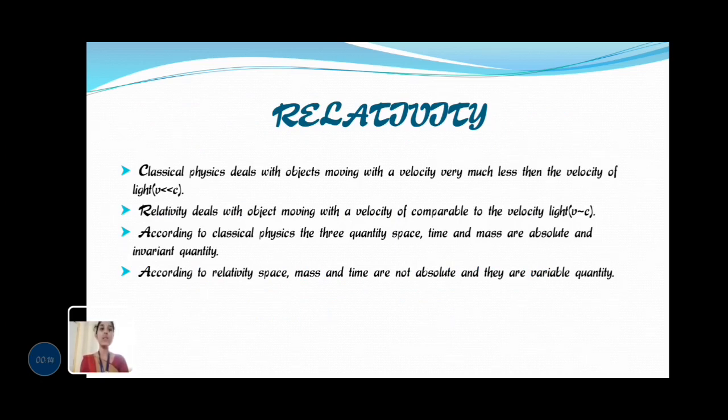Classical physics deals with objects moving with a velocity very much less than the velocity of light, that is v is less than c. Relativity deals with objects moving with a velocity comparable to the velocity of light, that is v is approximately equal to c. According to classical physics, the three quantities space, time and mass are absolute and invariant quantities. According to relativity, space, mass and time are not absolute and they are variable quantities.